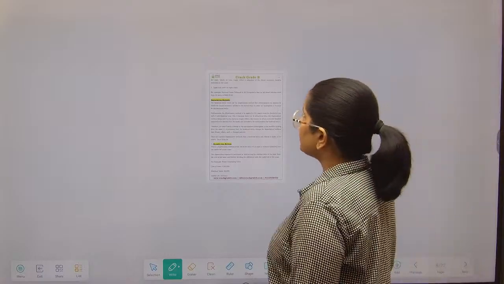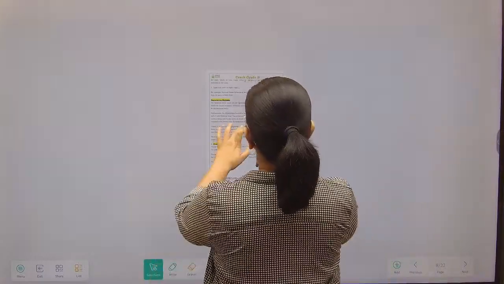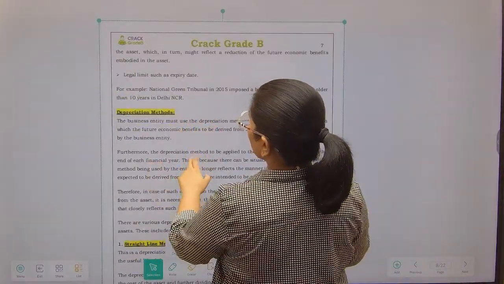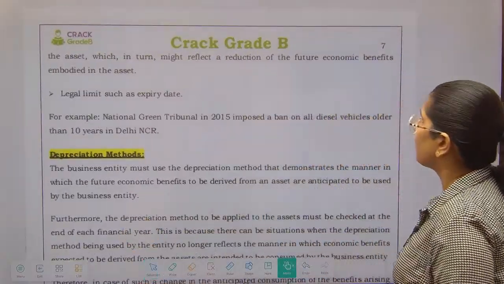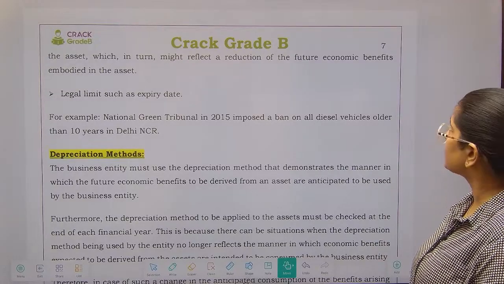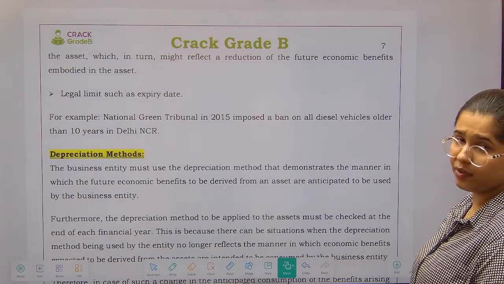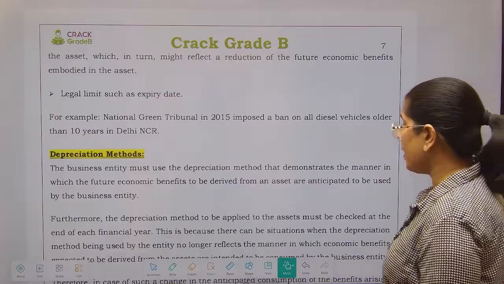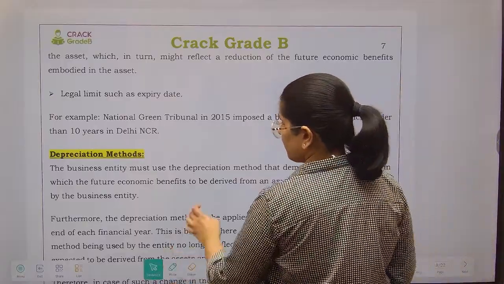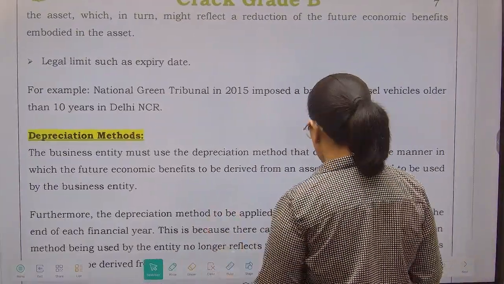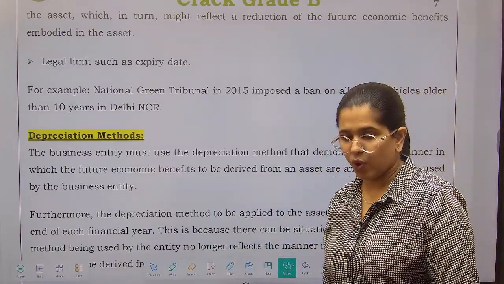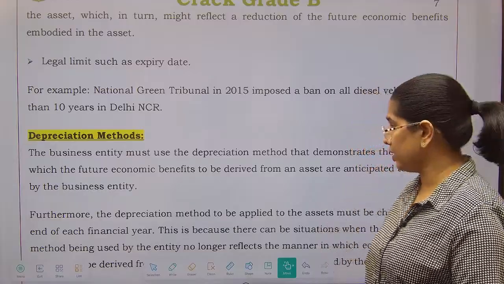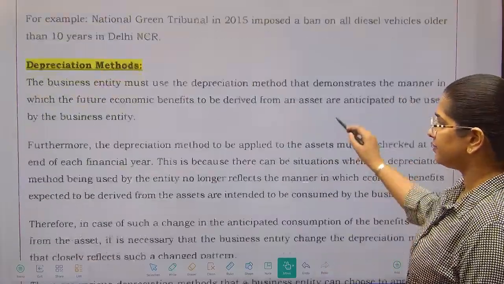Apart from that, depreciation methods, sometimes you can have legal limit as well. जैसे कि example है, NGT ने in 2015 imposed a ban on all diesel vehicles which are operating in the Delhi NCR, which are older than 10 years. Now we have depreciation method. 3 depreciation methods we'll be talking about. Number 1, we have the straight line method, WDV method, and then we also have the units of production method. So let us see that.